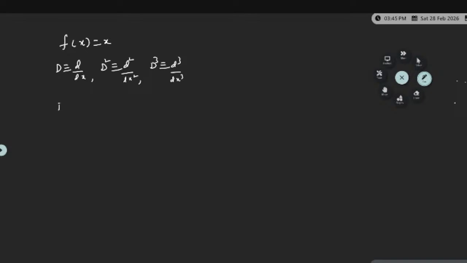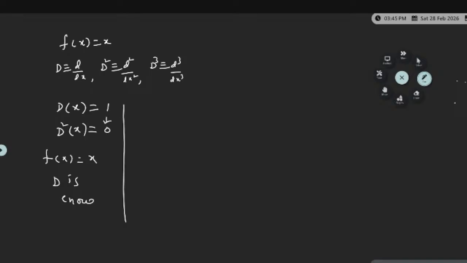Look, what is the differentiation of x? 1. If you differentiate a second time, 0. That means if f of x equal to x, D is enough. If the function is a first degree polynomial, the first derivative gives a finite output, that is enough. Okay.